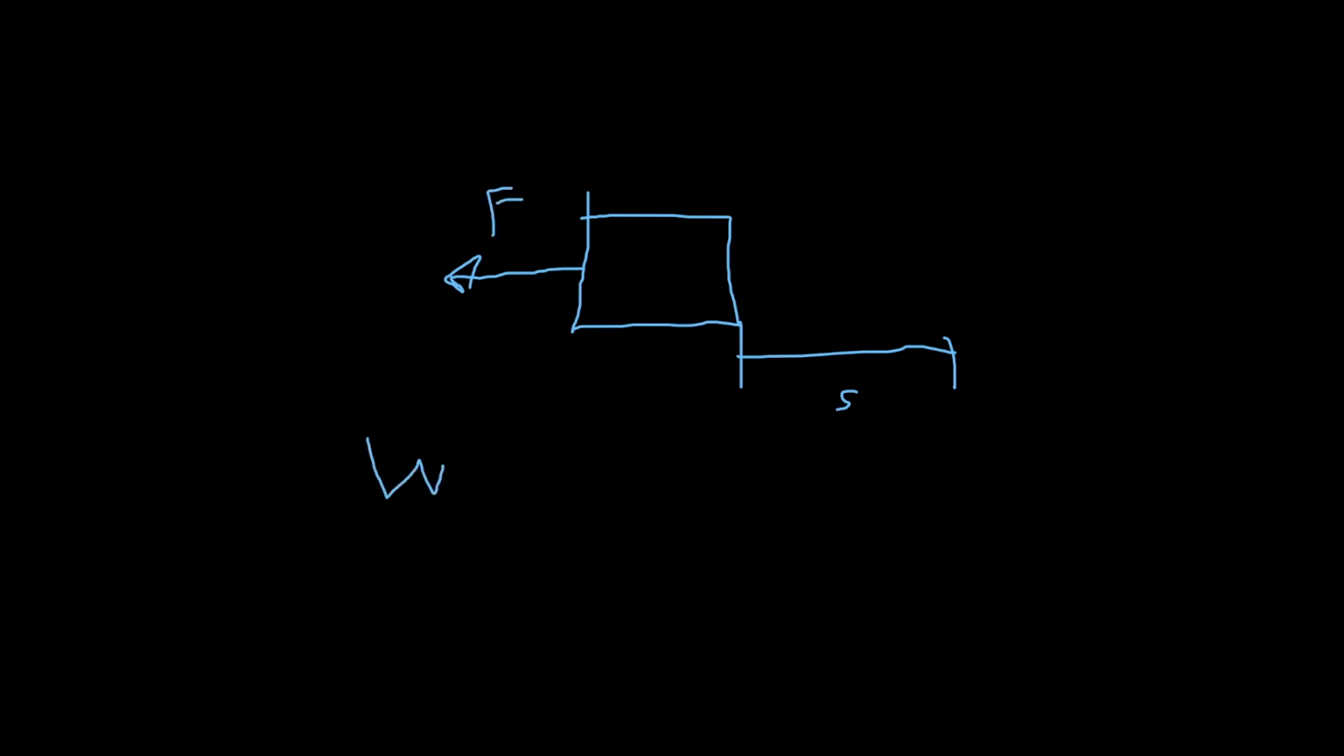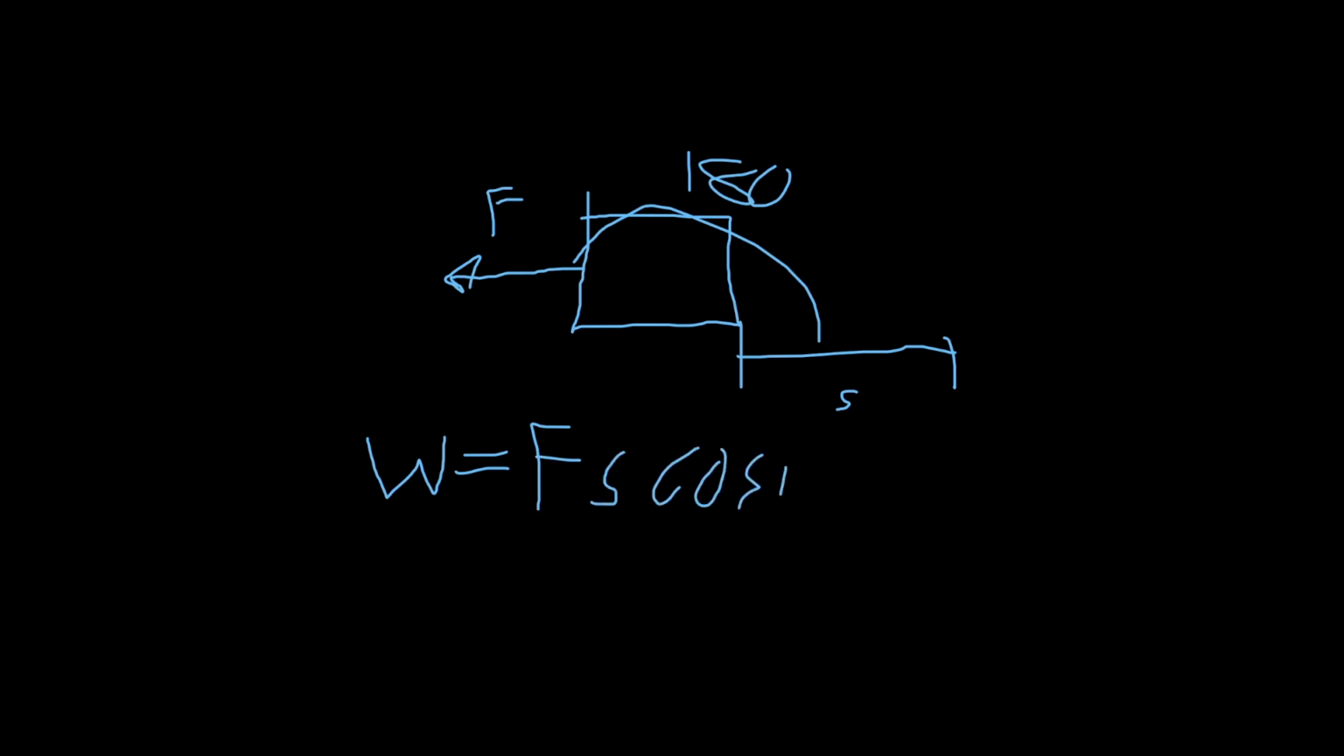And then another case is when the work is negative. So if we have an object like this and the displacement is in this direction, for example, and we have a force that's being applied in the opposite direction, the work in this case is negative. We know this because the angle between these two is 180 degrees, if we imagine they're on the same line. So we'd get the force times the displacement times the cosine of 180.